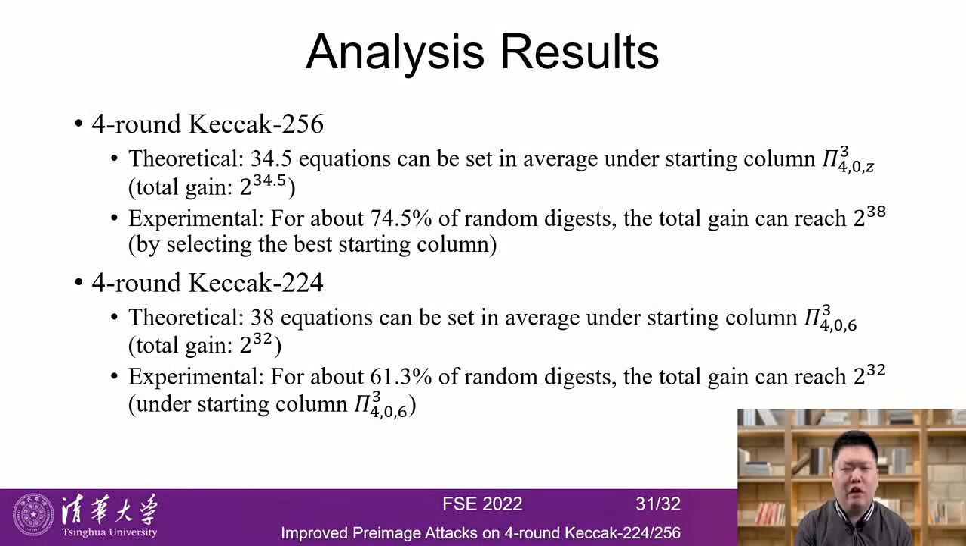For 400 Keccak-224, it is theoretically concluded that 38 effective equations can be set in average under starting column pi third 406, which is exactly the best starting column. Yet the total gain is 2 to the power of 32, since some of the equations cannot bring a gain of 2 to the power of 1. The experimental result shows that for about 61.3% of random digests, the total gain can reach 2 to the power of 32. For more details, such as distribution table, gain list, and calculating process, please refer to the original paper.